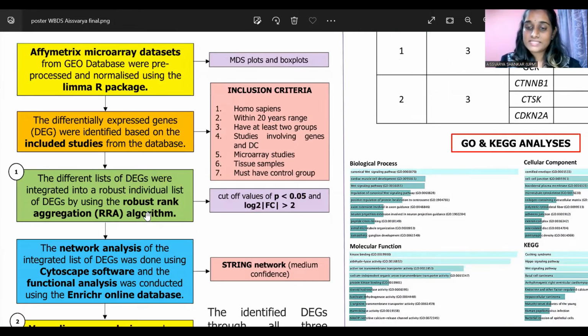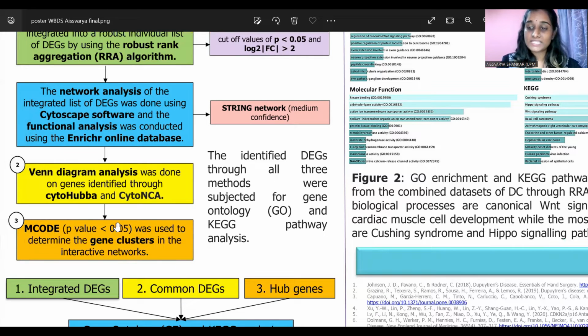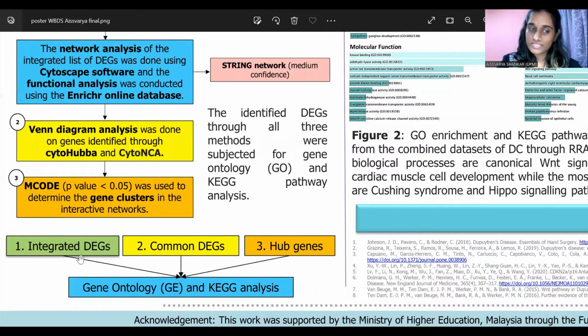Then, a network analysis was constructed from this list using the STRING and Cytoscape software. The plugins of the software, CytoHubba and CytoNCA, were used to develop a list of DEGs that were subjected to Venn diagram analysis. This would be our second list of DEGs. Lastly, MCODE was used to determine gene clusters from the network, and this would be our third list of DEGs, or our hub genes. All 3 lists of DEGs, which are integrated DEGs from RRA, common DEGs from Venn diagram analysis, and hub genes from MCODE, were subjected to gene ontology and KEGG analysis.